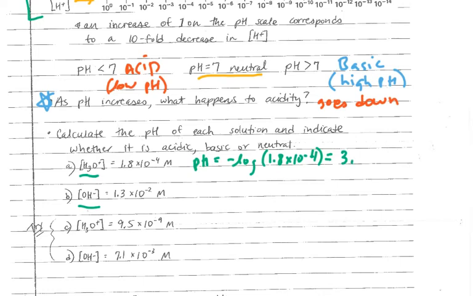3.74. And probably before I calculate that, I should just do an estimation. I'm estimating that the pH is about 4. And I got 3.74, so that checks out. Okay? And a pH that's less than 7 is acidic.